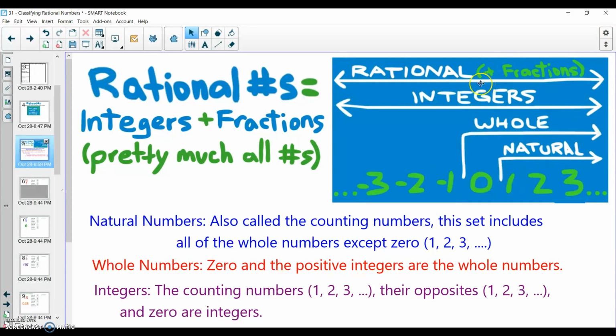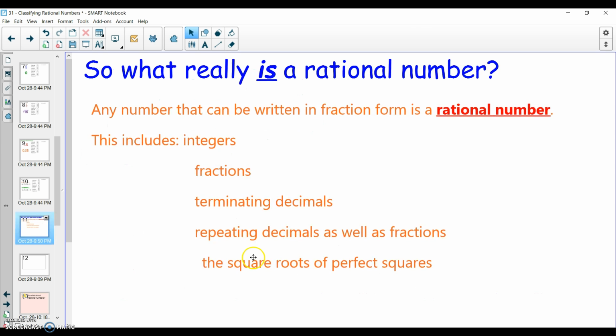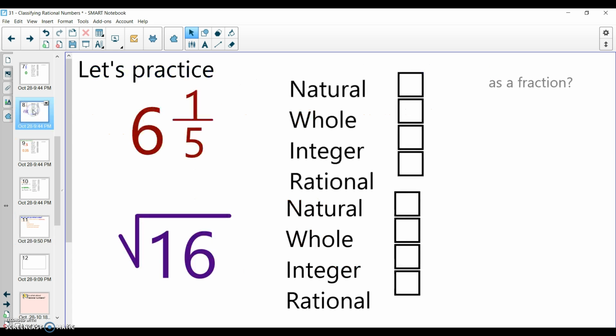So you can see up here that there's the relationship. You have your natural numbers, and then your whole numbers, and integers are everything over here. Now, the piece that we're really focusing on now is, what are rational numbers? Rational numbers are essentially any number that can be written in fraction form. So those are integers, fractions, terminating decimals, meaning that they stop, repeating decimals, so if it's 0.3 repeating, or square roots of perfect squares.